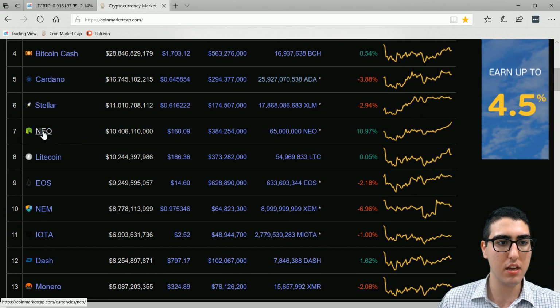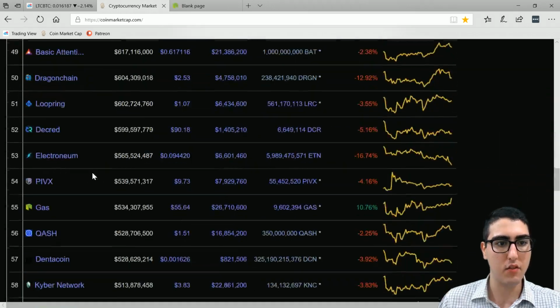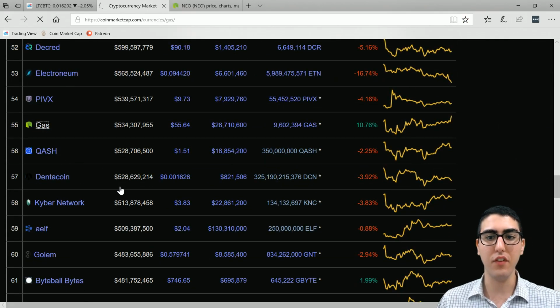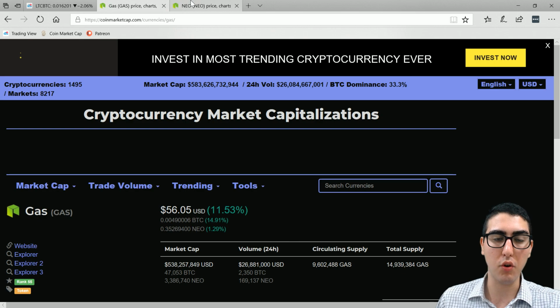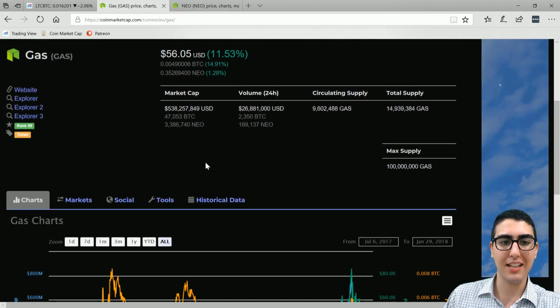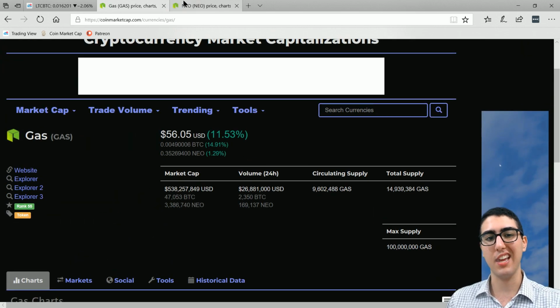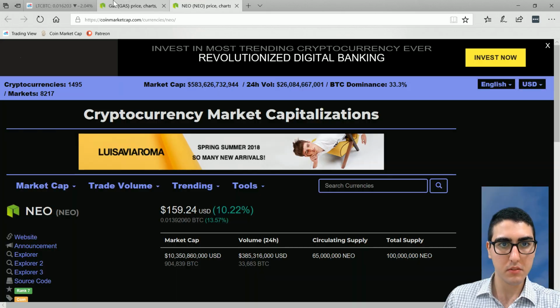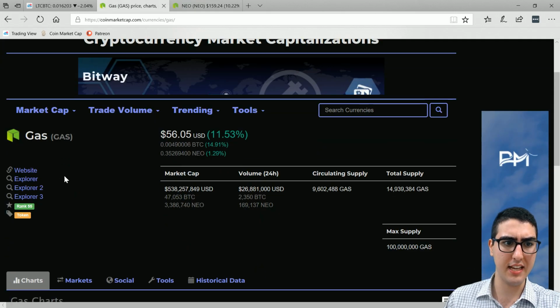So NEO actually rewards you in gas. And if you see here, NEO is number 7. If you go down, you can pull up gas here, number 55. You actually get rewarded gas for holding NEO. So it's almost like their way of utilizing proof of stake, right? So you've got NEO here at $159, and then gas is given.